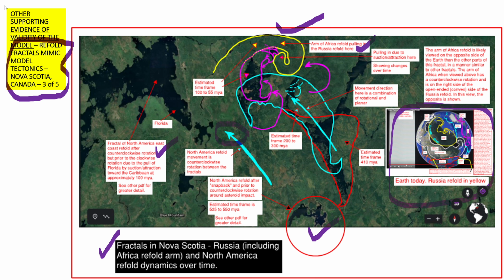That's Earth today on Google Earth. So this whole action here with the Russia refold and its rotation direction and everything, and even the arm of the Africa arm, everything's kind of a reversal, sort of an inverse imagery of what's really going on in actual conditions in the tectonic history of Earth. And you could see that in the insert. For example, the African arm is on the other side of the Russia refold. So there's weird stuff going on with these fractals all the time.